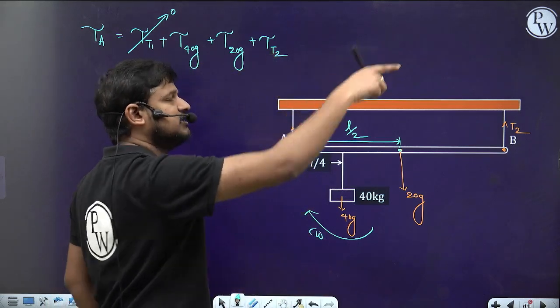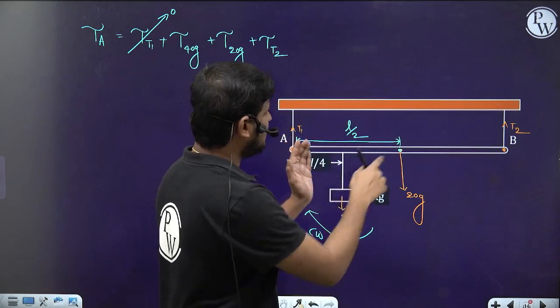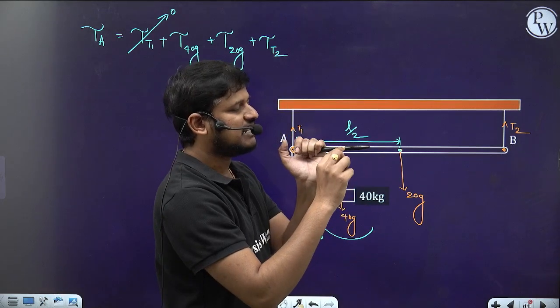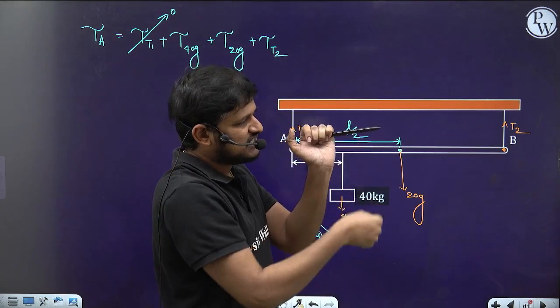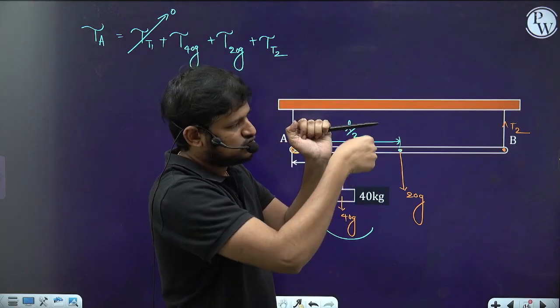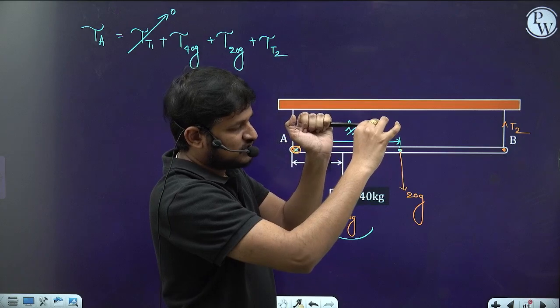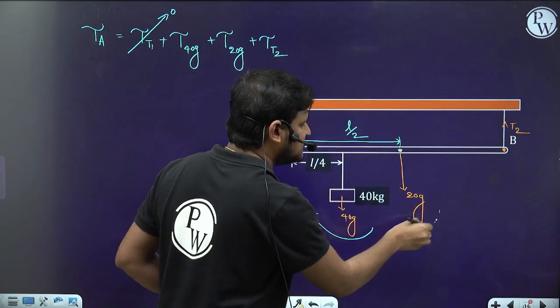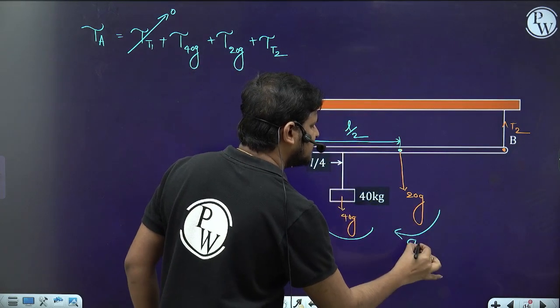Clockwise torque, right? And what about this one? 20G again, at some distance you applied. So the 20G force again acts downward like this. This is your axis of rotation. So here you are applying the 20G force. Again the rod will rotate this side. So this is again clockwise.